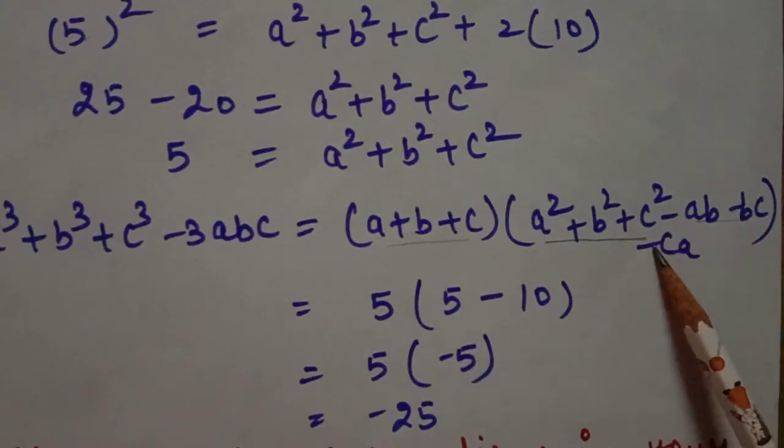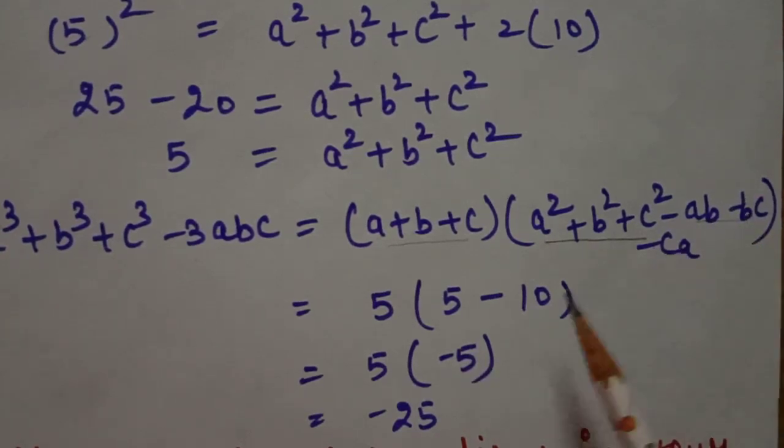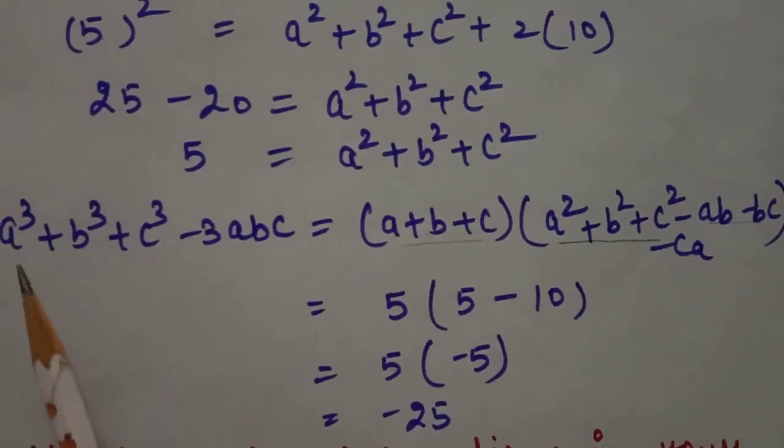Taking minus as a common, ab plus bc plus ca is 10. After solving it is minus 5. Multiply that. It is minus 25. So students, we have to prove a cube plus b cube plus c cube minus 3abc is equal to minus 25. And we proved it. So with this question, your assignment solution is finished. All question solutions are discussed.